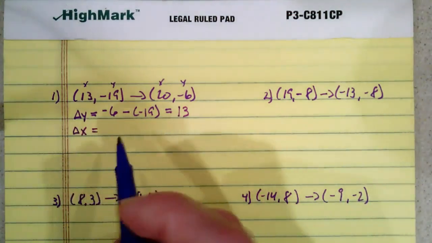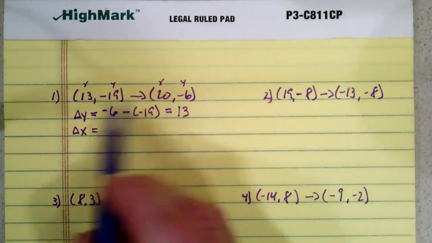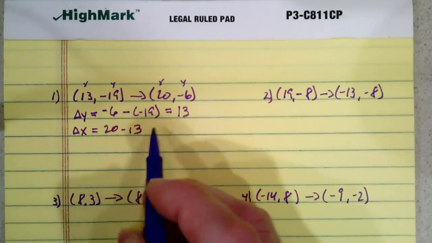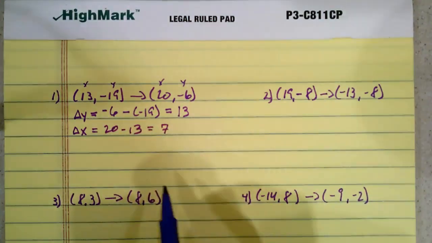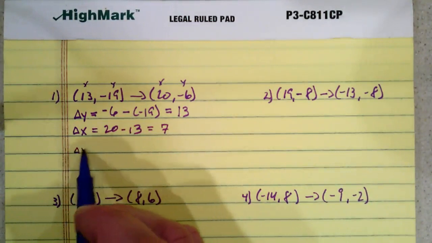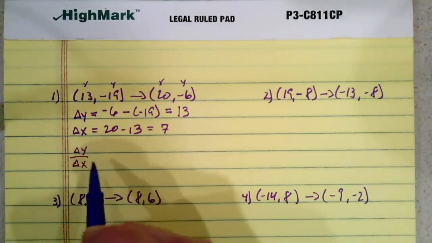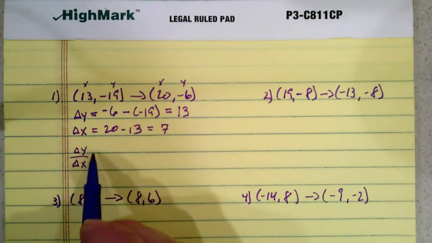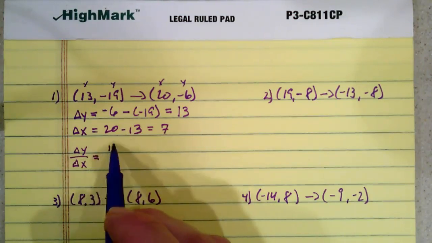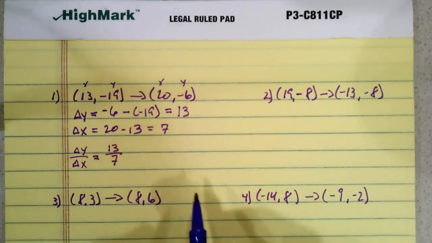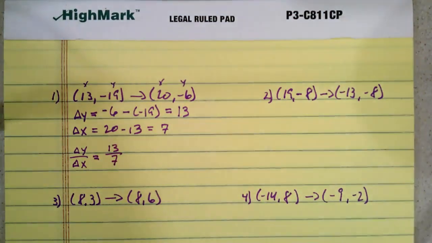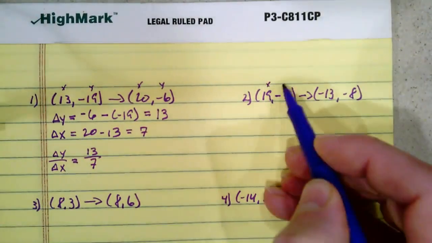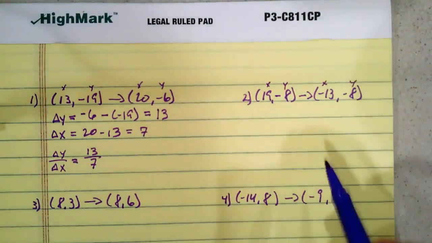Our change in x is going to be our ending x minus our beginning x, 20 minus 13, which equals 7. And then our change in y per unit of change in x. So change in y divided by change in x is just 13 over 7, which we could turn into a decimal, but it would be an ugly decimal, so we'll just leave it as a fraction.